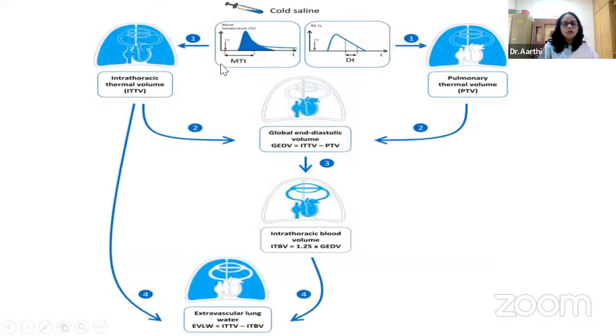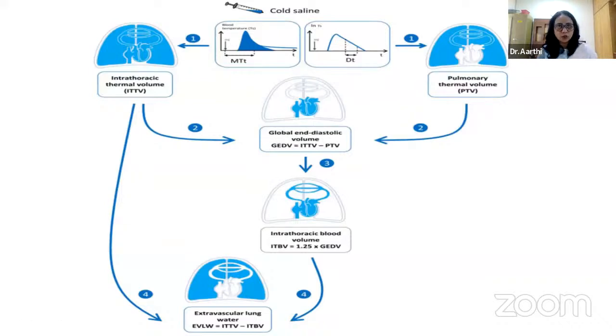So with the area under the curve, we monitor the cardiac output. Along with the mean transit time and other parameters, one can derive the intrathoracic thermal volumes. The whole volume in the intrathoracic space is called the intrathoracic thermal volume, and one can also derive the pulmonary thermal volume. When you exclude the pulmonary thermal volume from the intrathoracic thermal volume, one gets what is called the end diastolic volume.